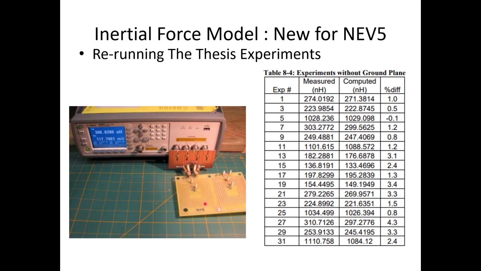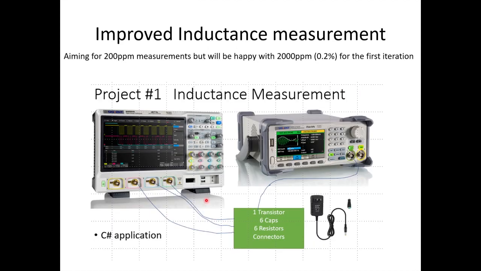What I'm going to do is show you a newer method where we're going to use an oscilloscope, an arbitrary function generator, and a small 1-transistor circuit. The objective of this is to show you a method of measuring inductors without any capacitive coupling, or rather, more appropriately, minimized capacitive coupling, thereby bringing out the true inductive measurement. My objective is to get to within 200 parts per million. I probably won't do that on the first iteration.